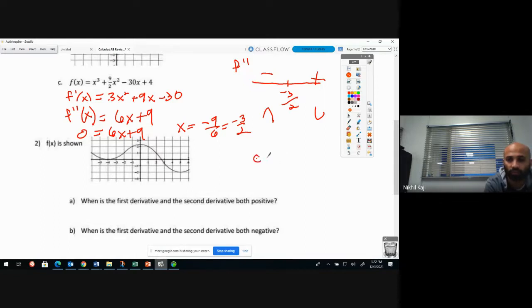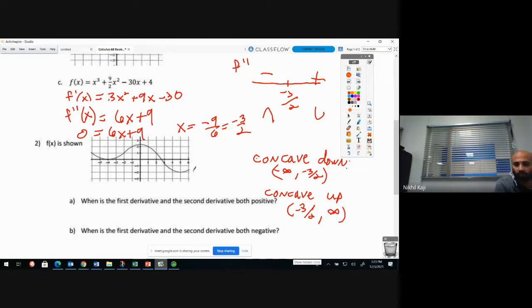So concave down from negative infinity to negative 3 over 2. Concave up from negative 3 over 2 to infinity. Where's my inflection point? At x equals negative 3 over 2.